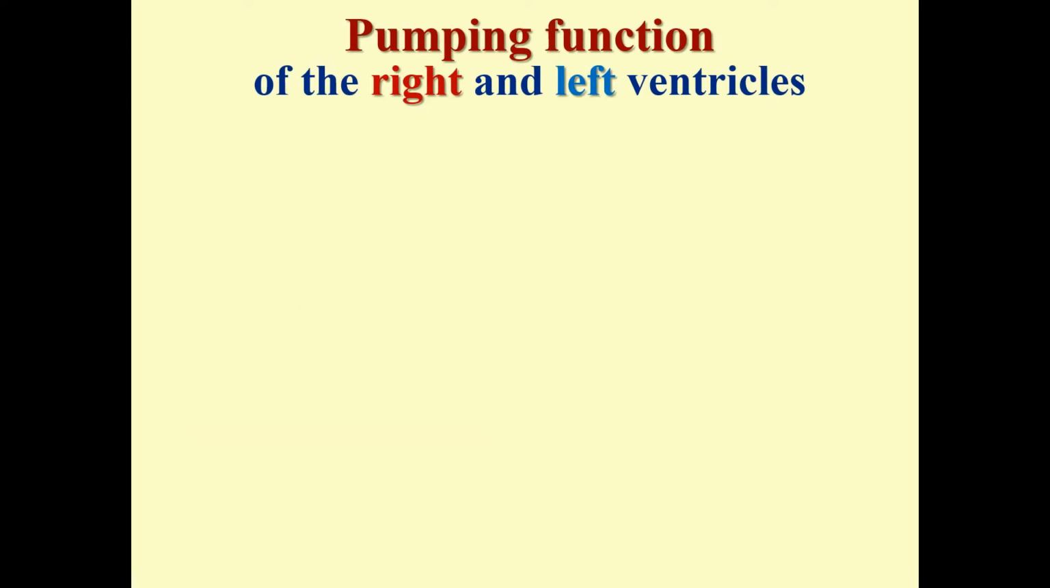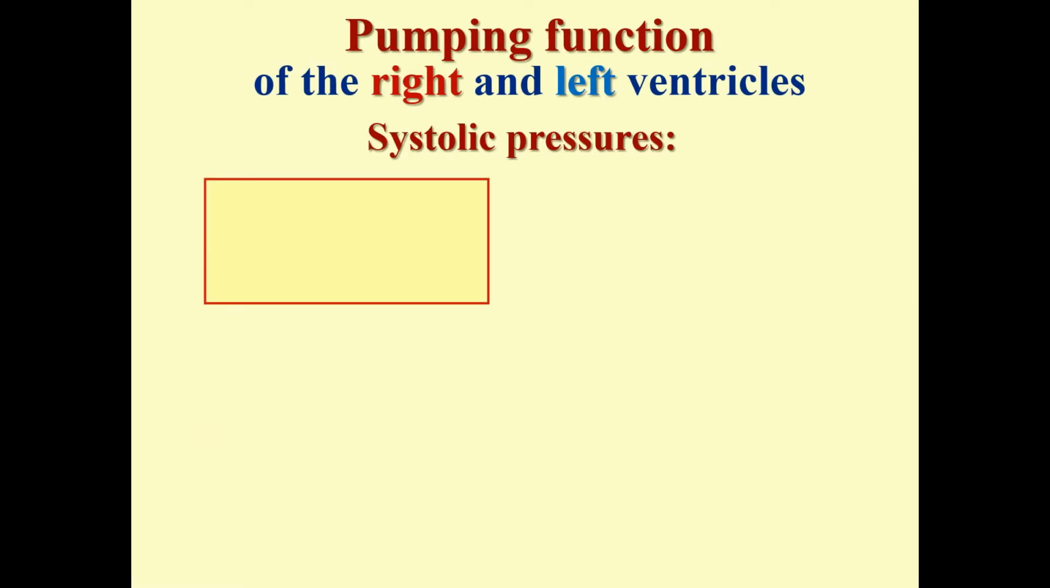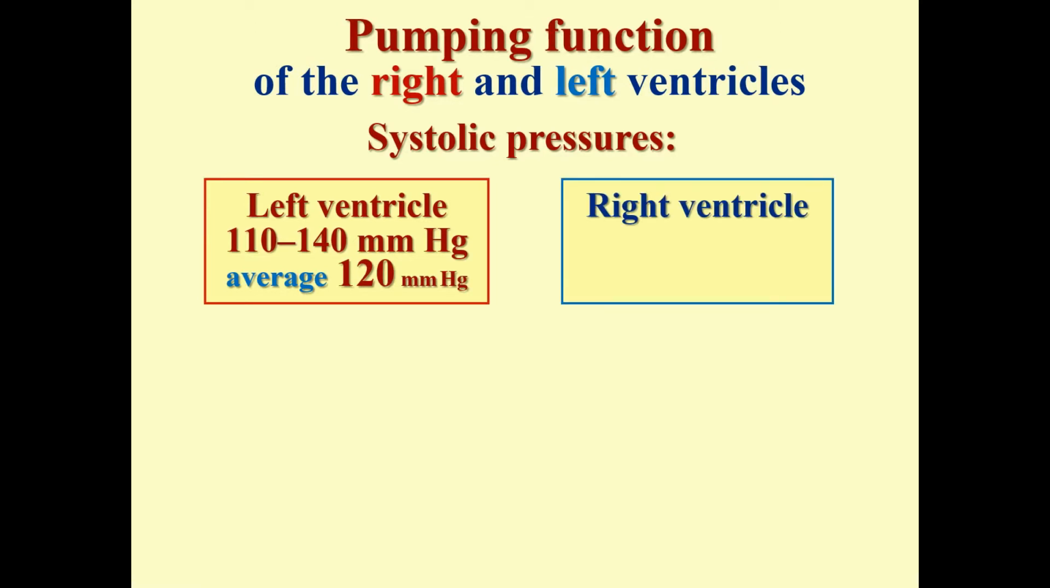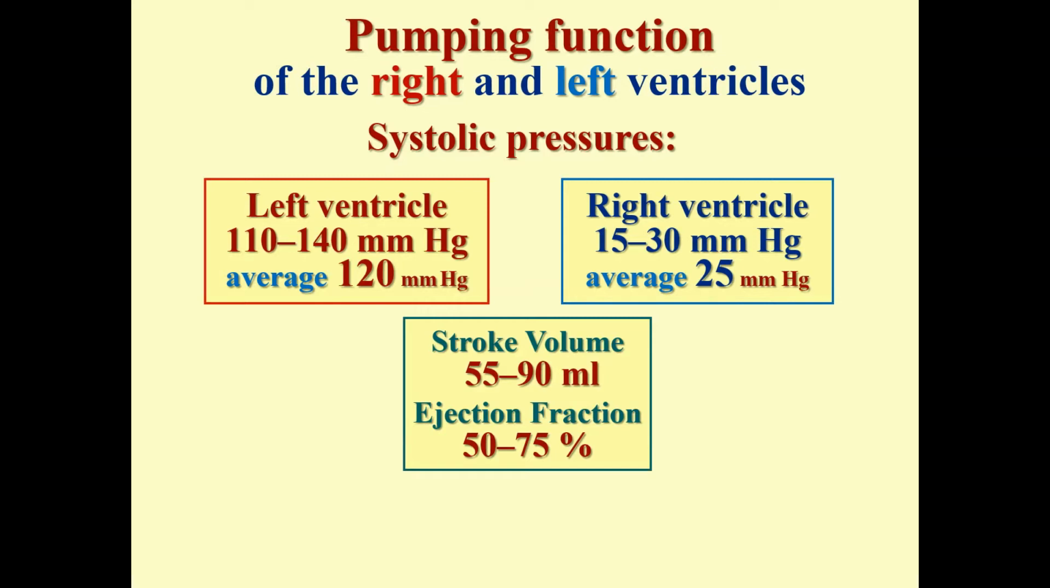Now, let's consider again the pumping function of the right and left ventricles. It was considered in the previous lectures, so I remind you only of the values. A difference exists in the systolic and generally the pressures of both ventricles. The left ventricle develops the classical pressure characteristic for arterial values, with an average of 120, and the right ventricle for the same systolic ejection volume produces pressure of 15 to 30 millimeters, with an average of about 25 millimeters of mercury. As a result, they both produce the same stroke volume and the same ejection fraction. And the classical stroke volume is considered to be about 70 milliliters.